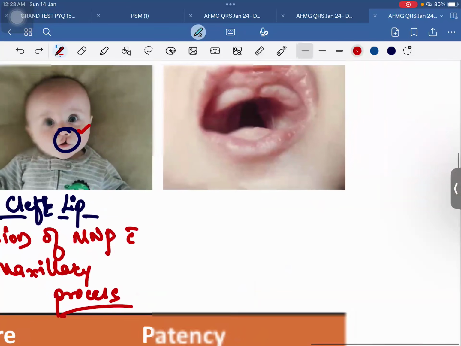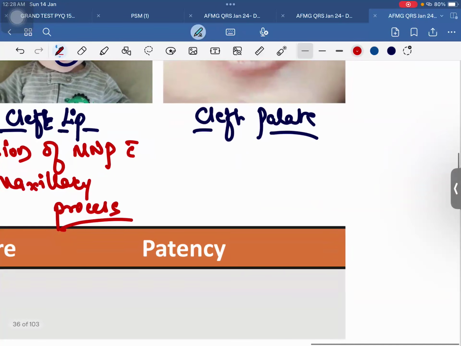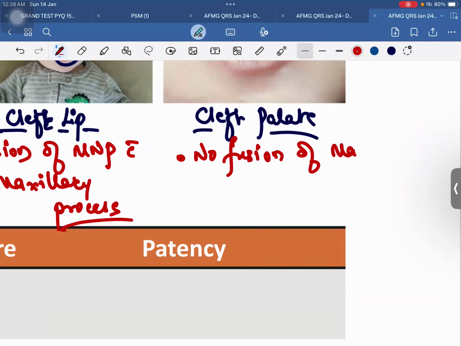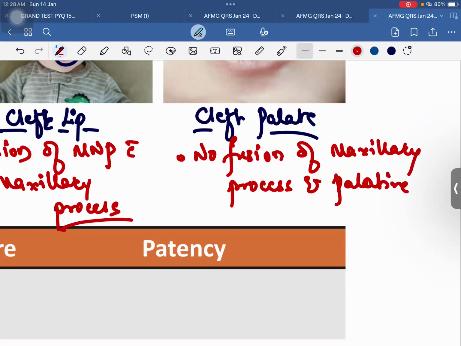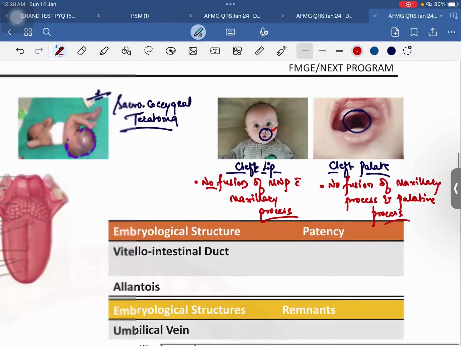Next picture, in this image you are able to see the palate is not fused together. So this is a classical case of a cleft palate. If I talk about a cleft palate, please remember it is due to inability of fusion of the maxillary process with the palatine process. When the maxillary process and the palatine process do not fuse with each other properly, that is the condition which will lead to formation of a cleft palate in the patient.